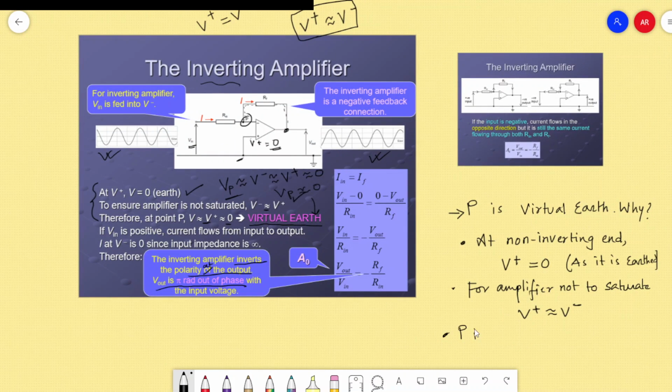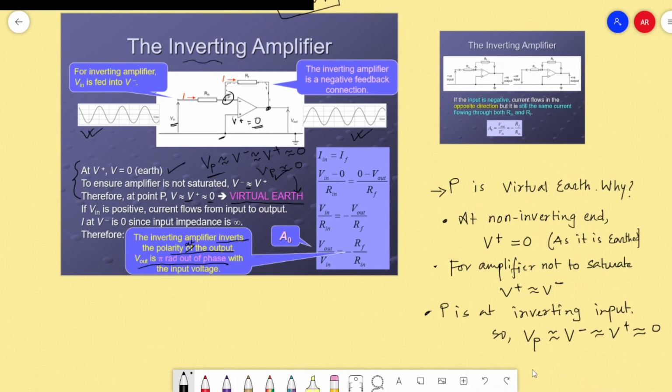P is at the inverting end or inverting input. So Vp should be the same as V minus, which should be the same as V plus, which is 0. Hence, P is called as virtual earth.